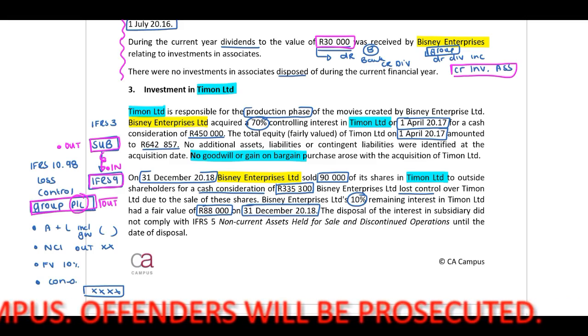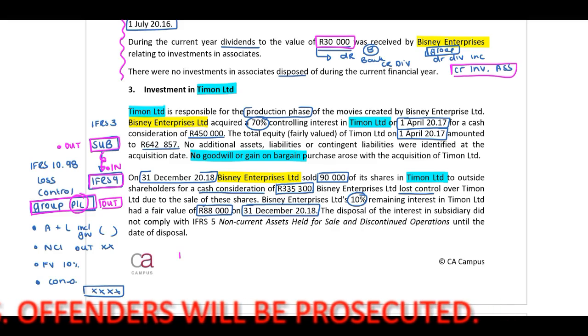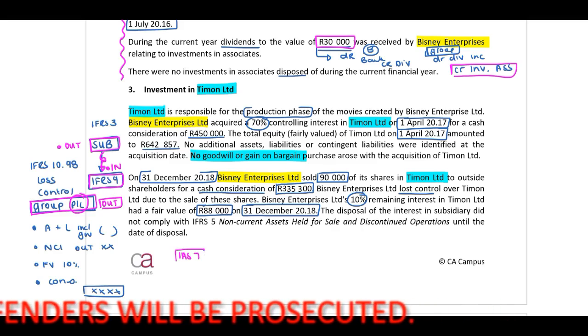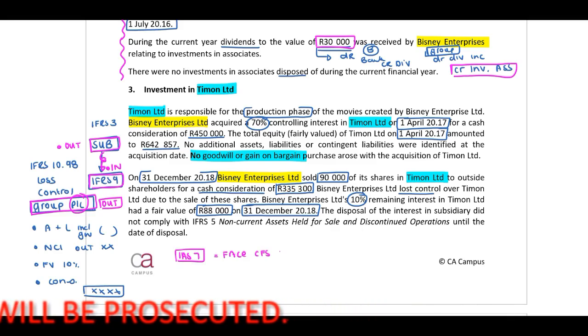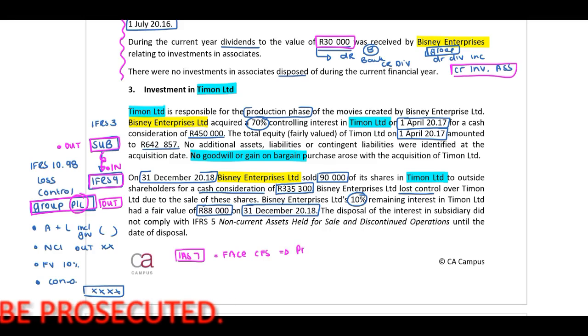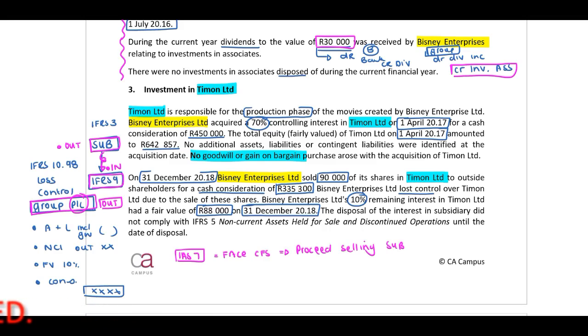Now, why do we take this out? Remember, in terms of IAS 7, we need to disclose on the face of our cash flow statement any proceeds from selling a subsidiary. Therefore, we will have to disclose this amount on the face. Therefore, guys, if this amount is still included in our profit or loss, this will be double counting or double presenting. Right, now let's have a look at the details provided.